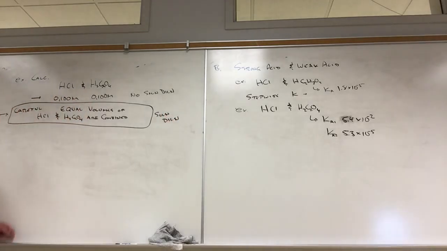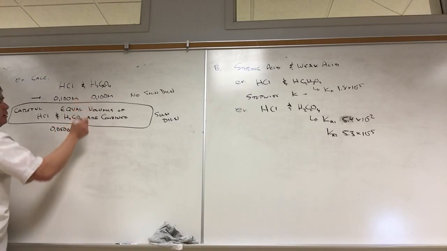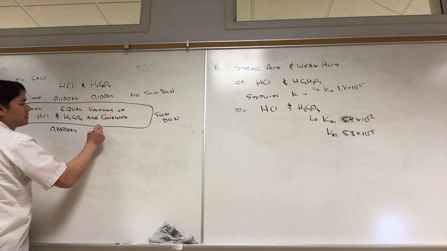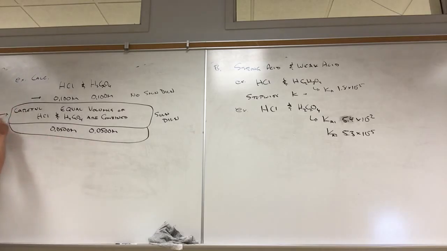And so that means that the HCl is not going to be 0.100 anymore. If we combine equal volumes, then it's a 1-to-2 dilution. And so the HCl will be at 0.0500 molar, half the concentration, and oxalic acid would be at 0.0500 molar. And so we do this extra step here.